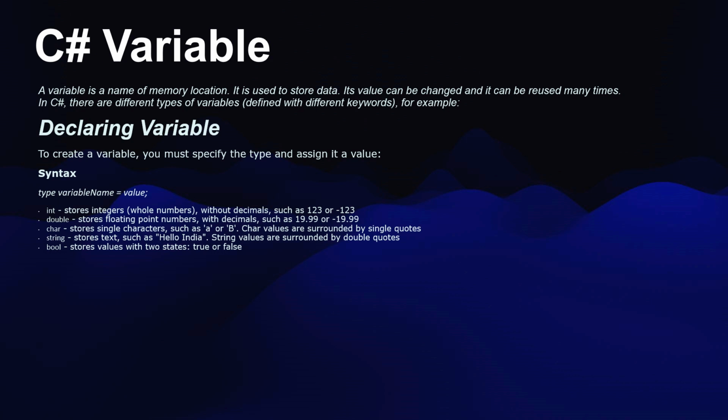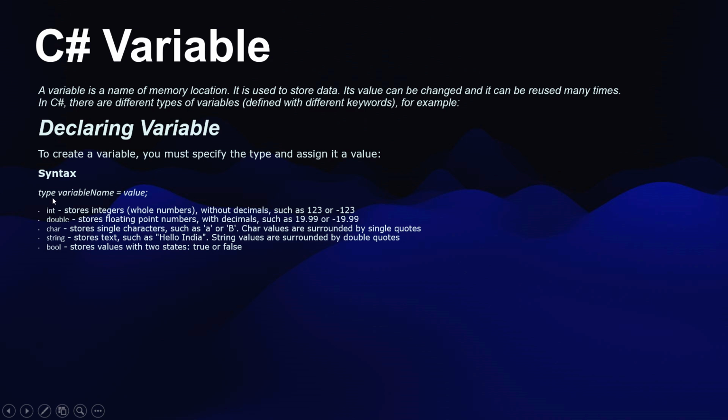It can be any type of data, meaning it depends on you which type of data you are going to store in the variable. It can be integer, double, string, or boolean. I'll tell you what integer, double, character, and string actually are. We have these types of variables. So what exactly is the syntax to define a variable? To create a variable, you must specify the type and assign it a value.